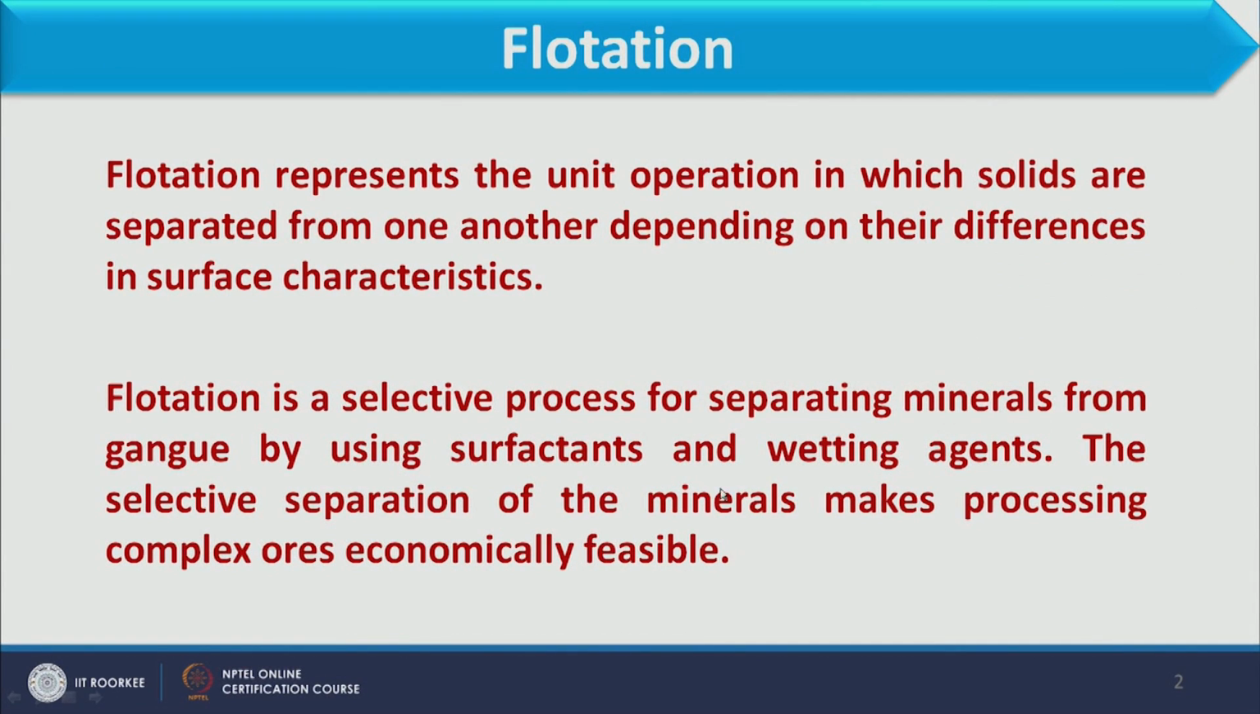So, flotation is a selective process for separating minerals from gangue by using surfactants and weighting agents. Now, you see what this statement says, that flotation is a selective process. What is the meaning of selective process? We are discussing flotation, and flotation separates the component, separates the material from the mixture, on the basis of surface characteristic. So, what is the meaning of selective process?